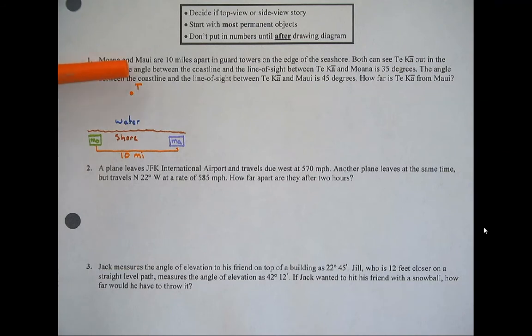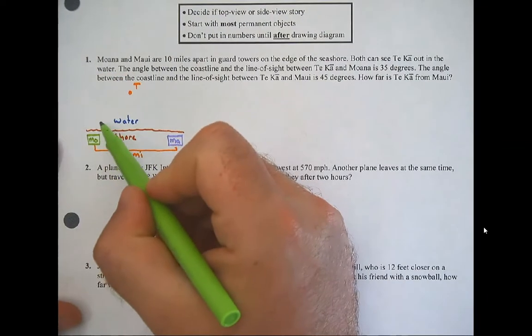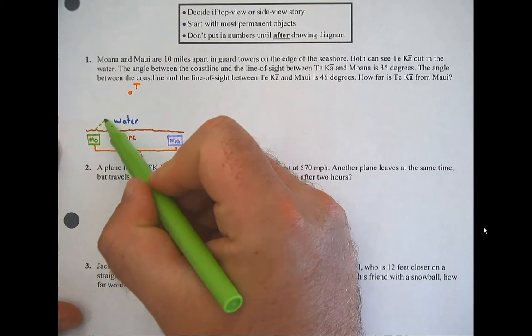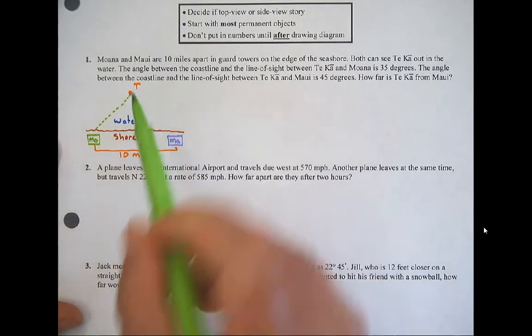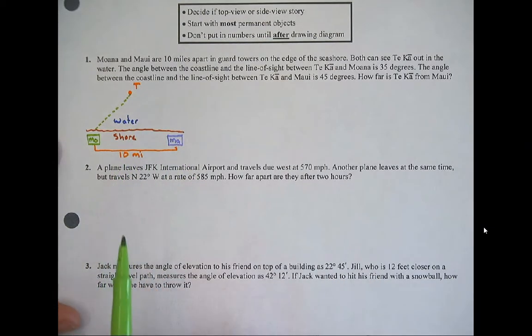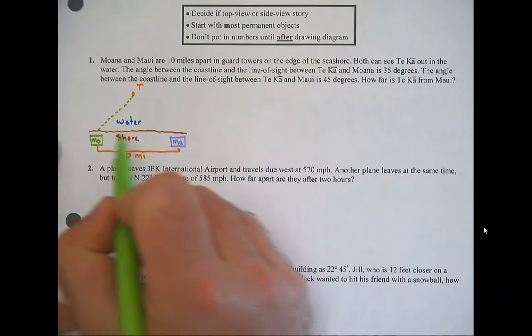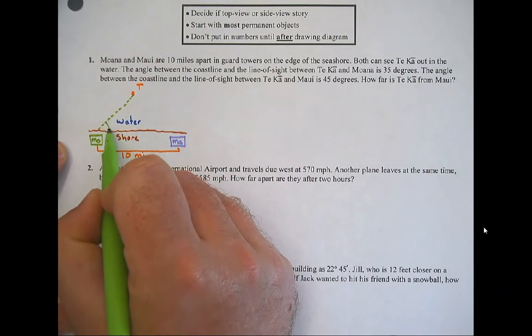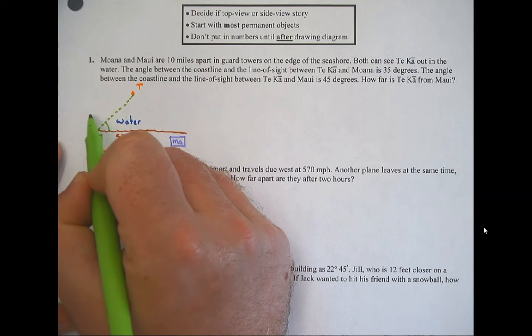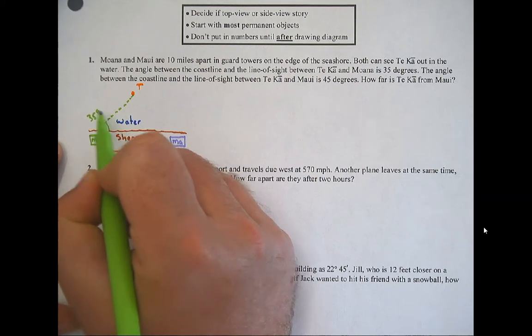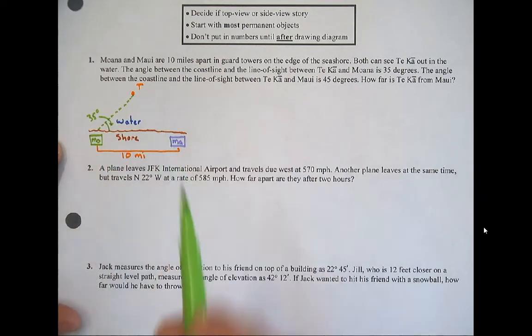The angle between the coast and the line of sight between Taka and Moana is 35 degrees. So the line of sight, when we say that phrase, that means from where Moana is, looking directly out to Taka. That's called the line of sight. So the angle created between the shore and her line of sight is the 35 degrees. So there's my 35 degrees.